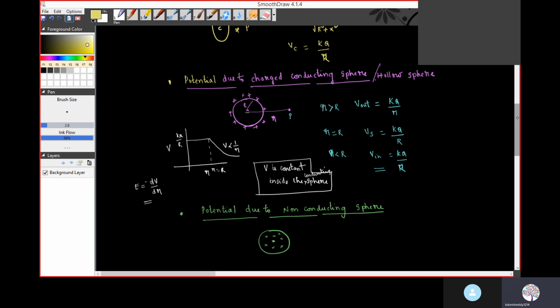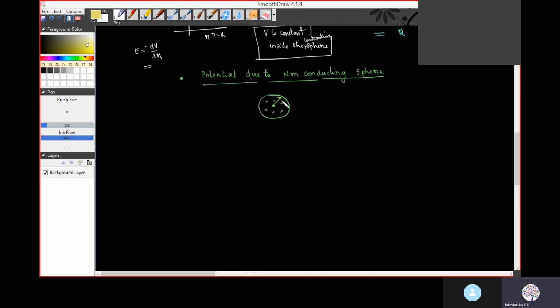Let us take the radius as capital R, and we will consider a point at a distance small r. Then potential outside, where small r is greater than R, V out is equal to KQ by small r, and V on the surface is KQ by capital R. Potential inside is KQ into (3R square minus r square) by 2R cube.